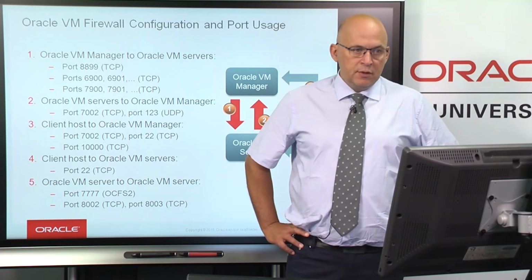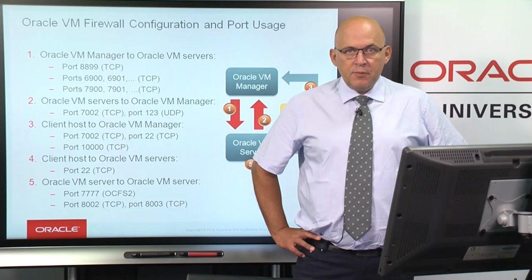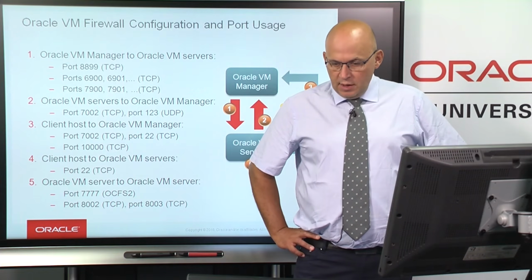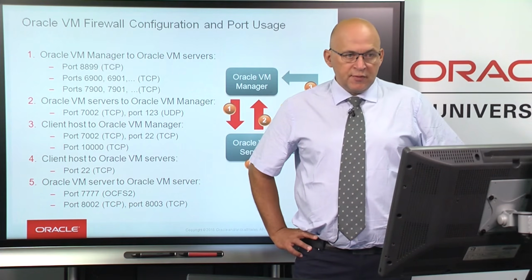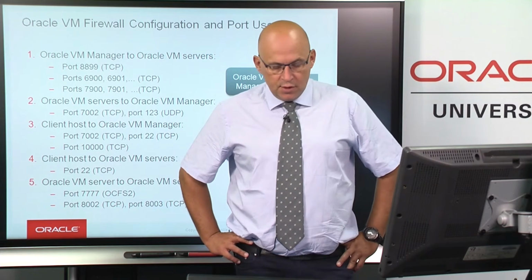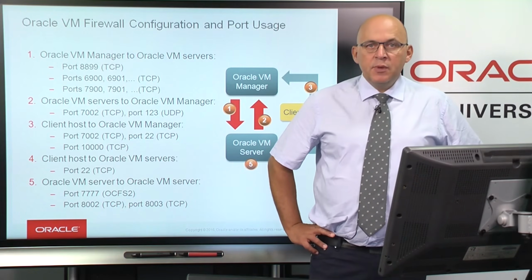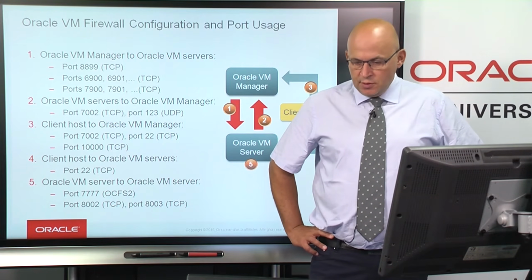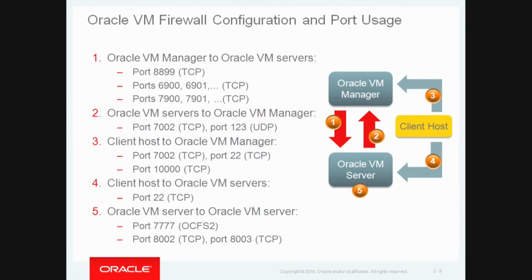have to be opened on the Oracle VM Manager and on the Oracle VM server. And these ports really have to stay, let's say, open. Otherwise, you might experience several issues during the production time of your servers. So for the Oracle VM Manager, there are several ports. The 123 is for the UDP protocol, okay, for the NTP communications.